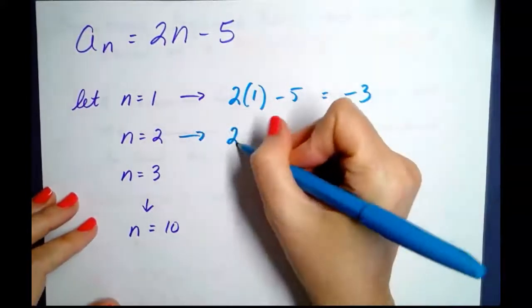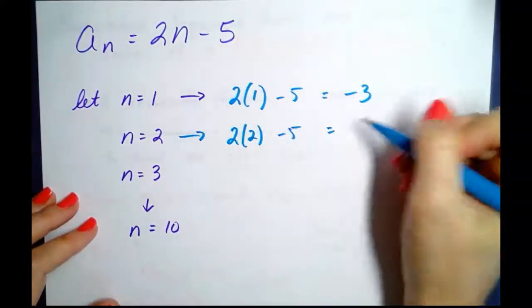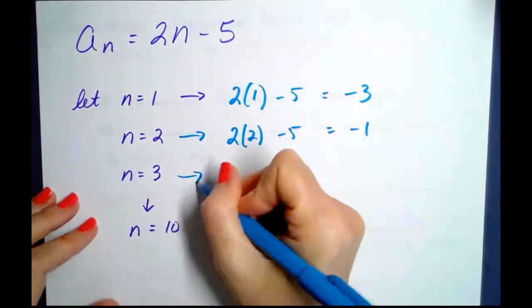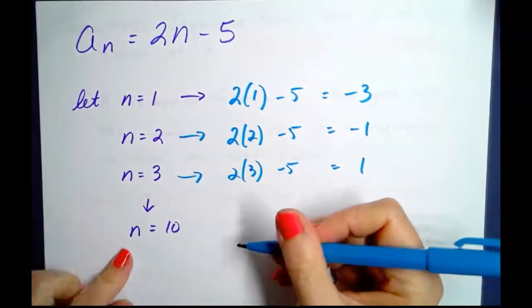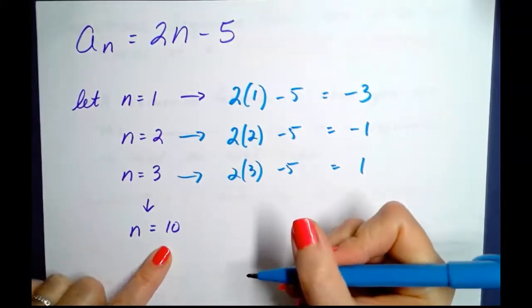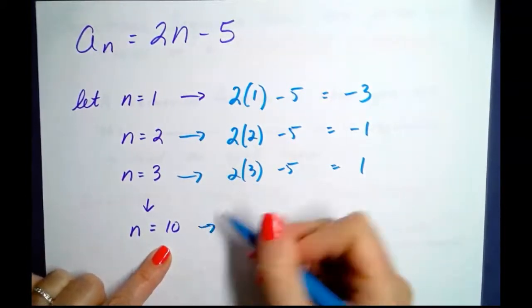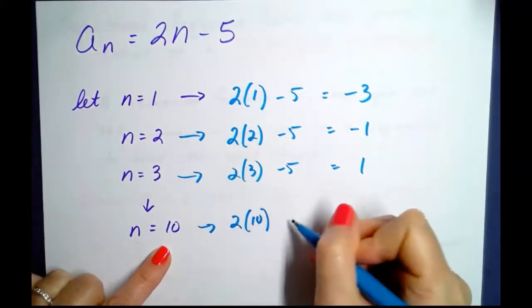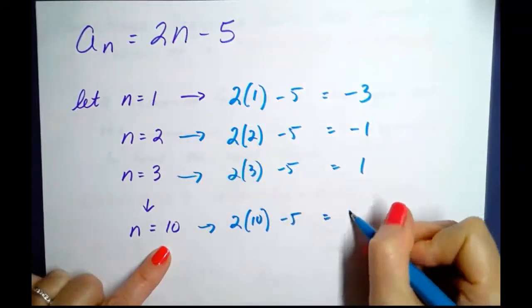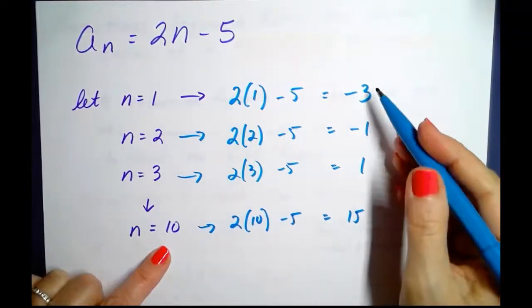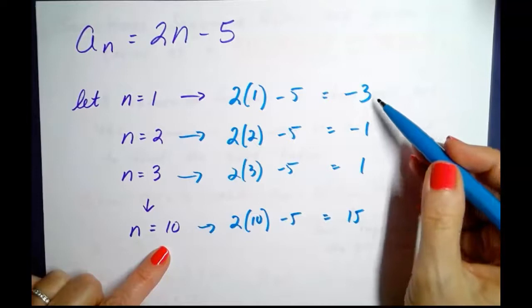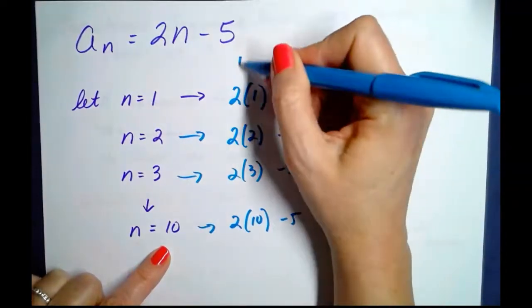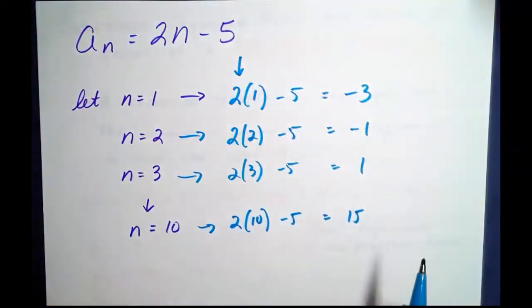So n equals 2. 2 times 2 minus 5. 4 minus 5, negative 1. 2 times 3 minus 5. That's 1. All the way down, and we can go to n equals 10. We can plug in any value of n that we desire. 2 times 10 minus 5, 20 minus 5, 15. As we progress through the sequence, we have a difference of 2 every single time. And that 2 is representing the difference.